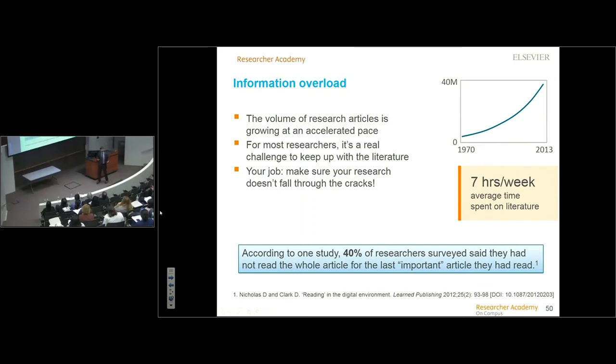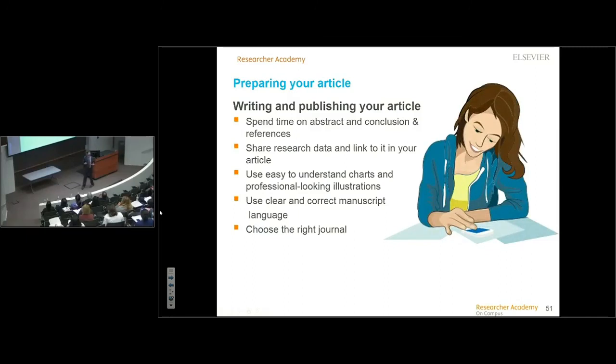Time is a precious resource. Time is a finite resource. So how do we balance this? There are things that you can do to help make your paper rise in people's attention.